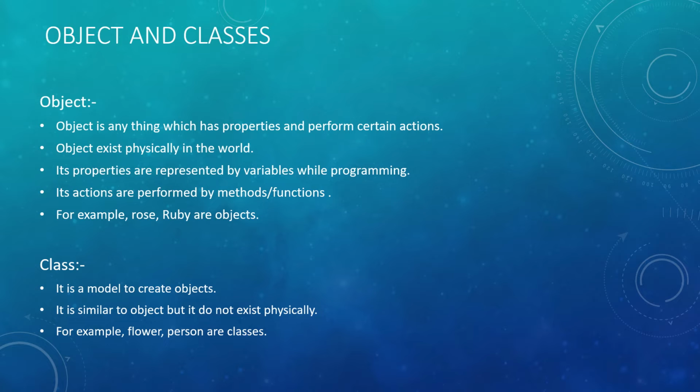Now we come to class. So class is a model to create objects. It is also similar to objects, but it does not exist physically. For example, employee class will not exist physically, but it is a collection of different employees whose names are something like Ruby, Ruhi, etc.